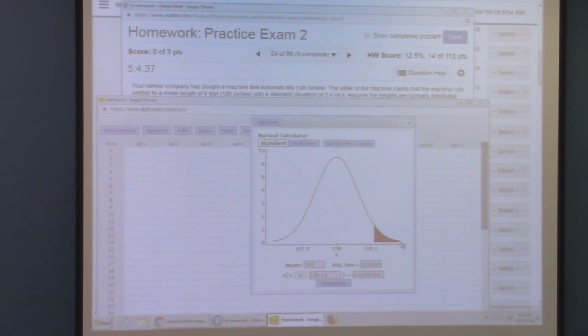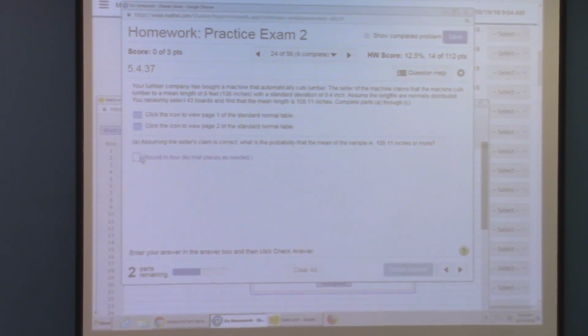And the probability is 0.03. Let's copy that. Round to 4 decimal places: 0.0357. Okay.